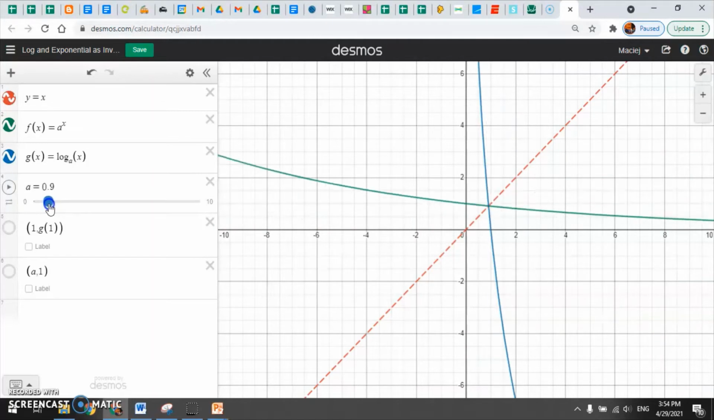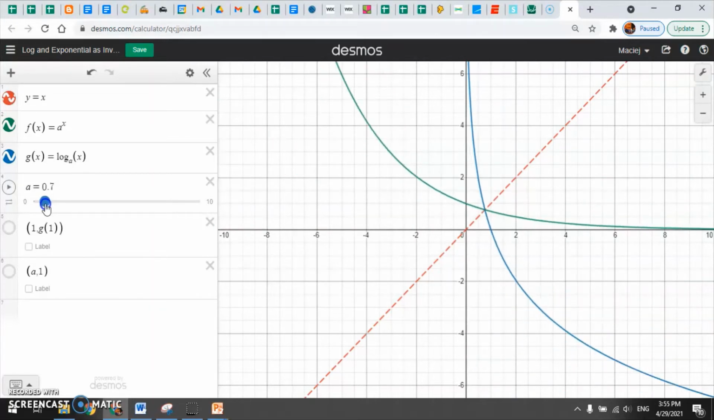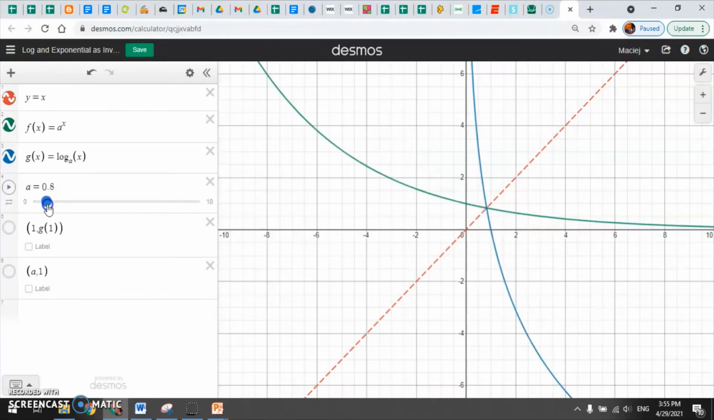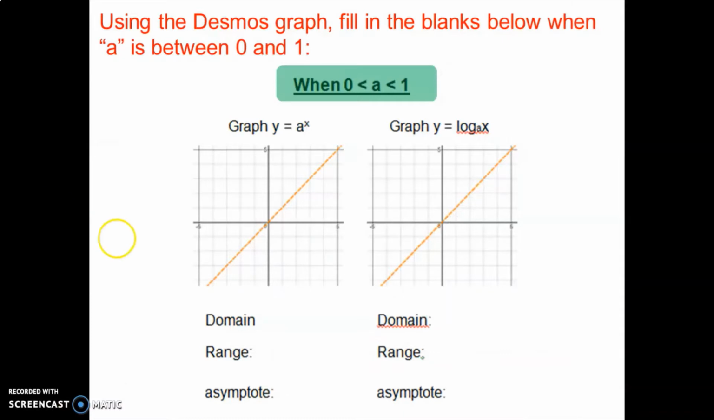All right, right away I'm going to see the graphs have changed. Okay, that's what they kind of look like. So experiment with that in your own Desmos window and then describe what's happening. Is it still growth? What's going on? What are the domain, range, and asymptote of the exponential model in this case?